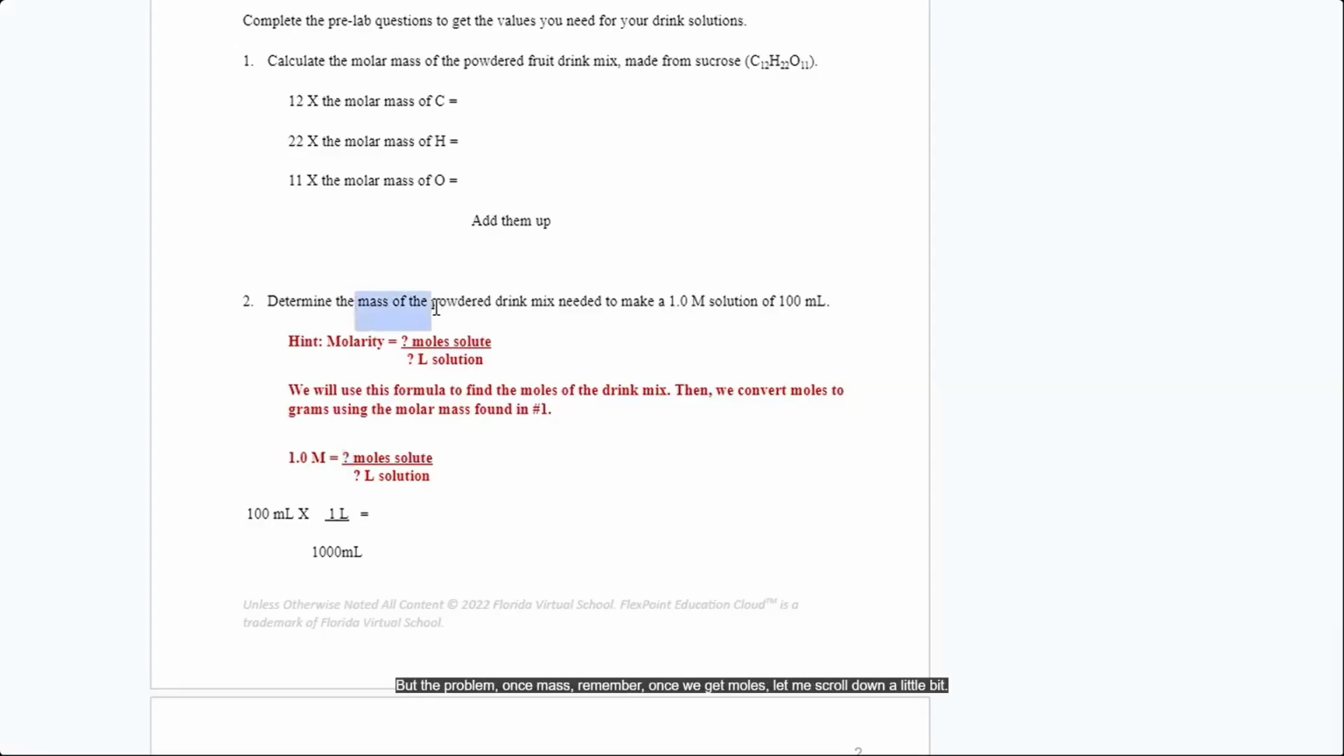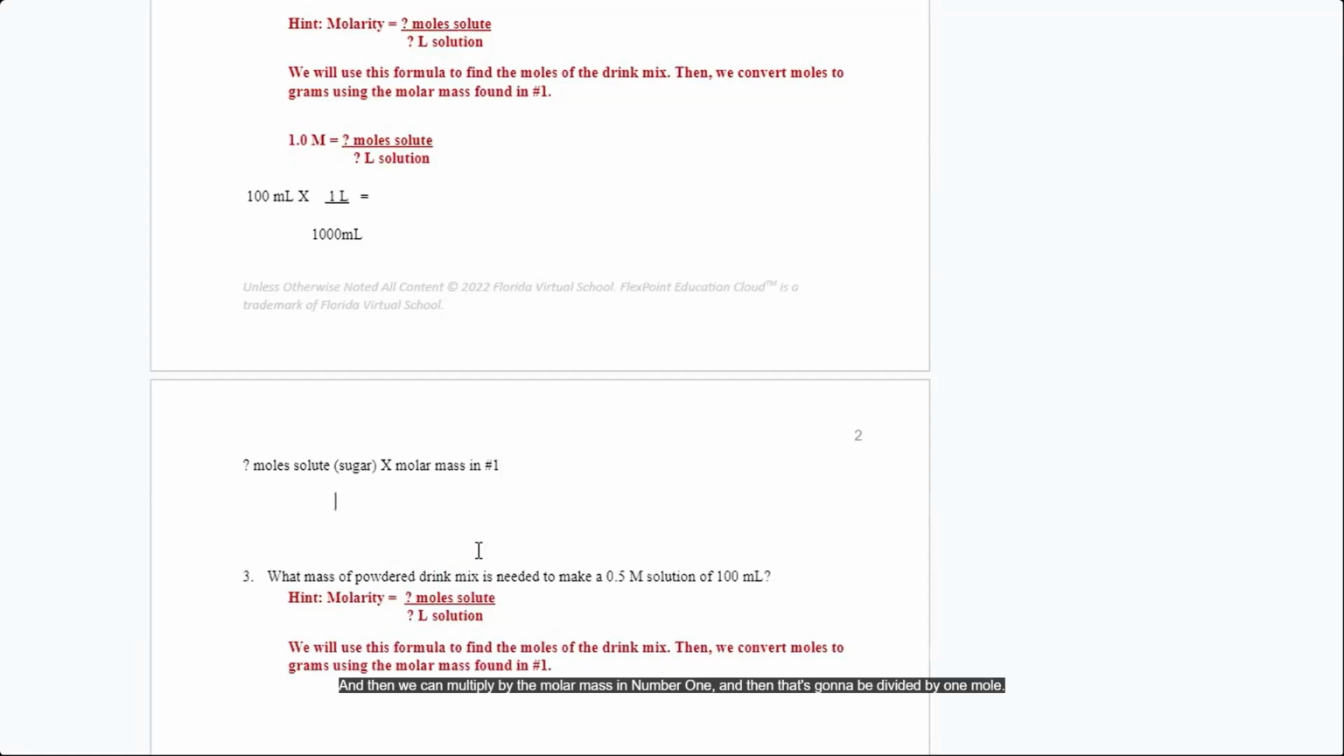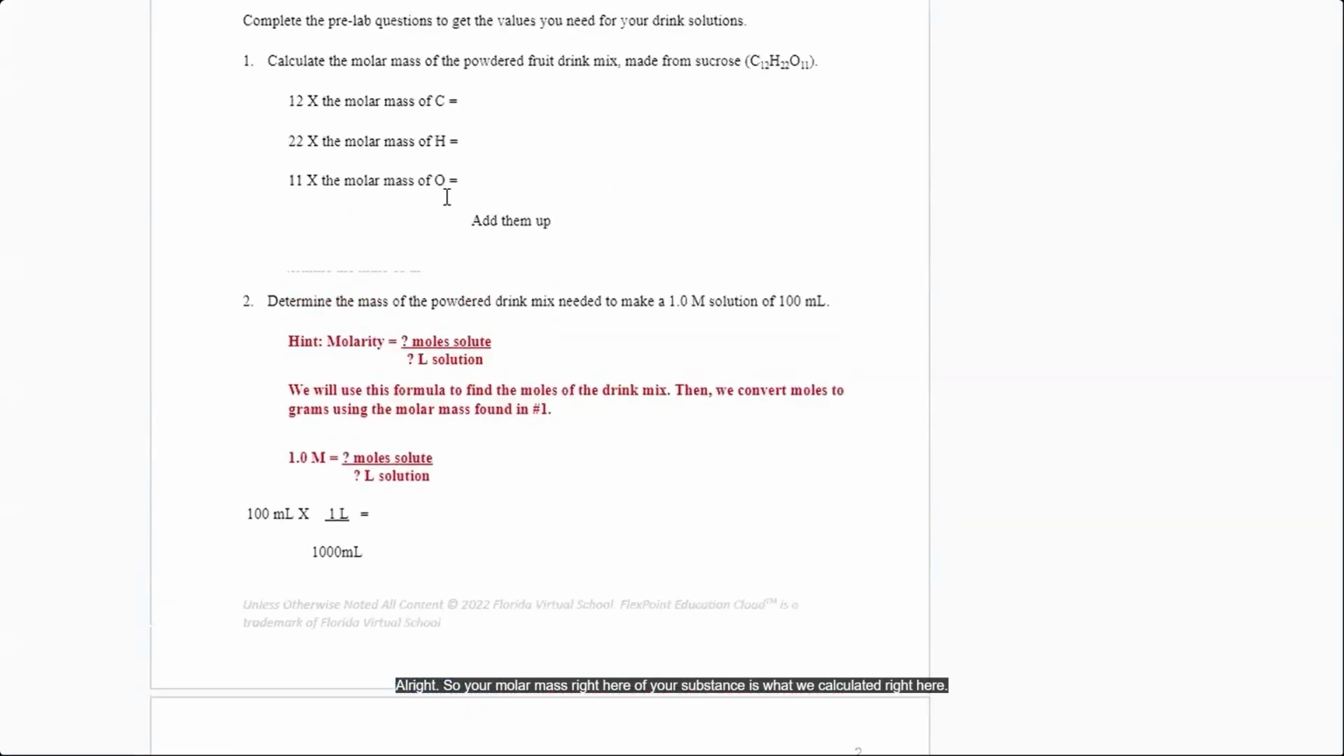But the problem wants mass. Remember, once we get moles, let me scroll down a little bit. So the question is the number of moles of solute, which is your sugar solution. And then we can multiply by the molar mass in number 1, and then that's going to be divided by 1 mole. So your molar mass of your substance is what we calculated right here. So that's going to be the molar mass.